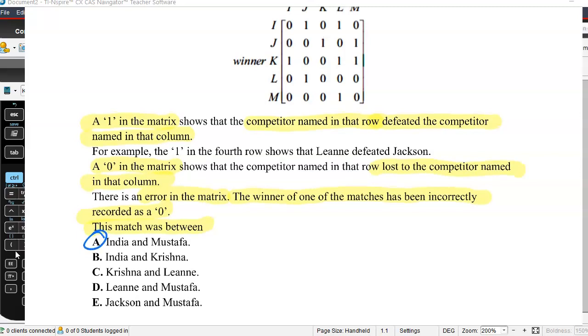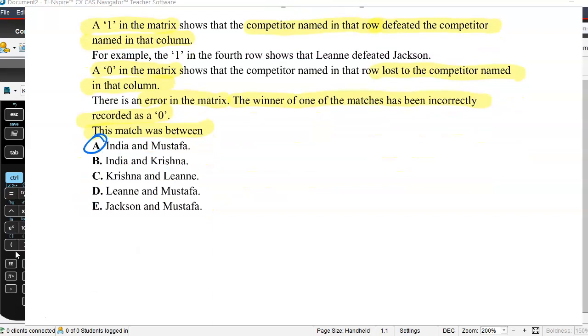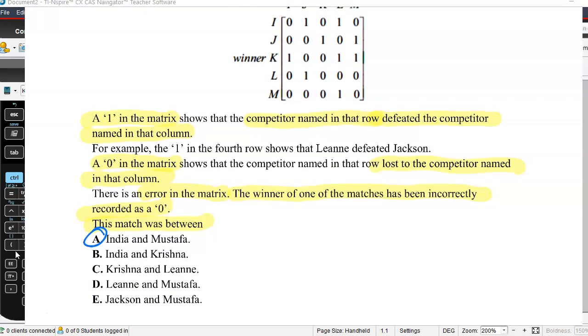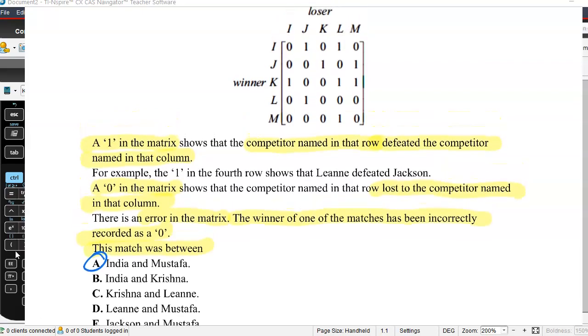India, Mustafa. Now we can double check some of these. Now, perhaps seeing as we've got these options here, I could have just narrowed down on these options and just looked at India, Mustafa, India, Krishna. I've done those. Krishna and Leanne. Okay, that's saying Krishna defeated or beat Leanne. And that's saying Leanne lost to Krishna. Yep, that's right. Leanne and Mustafa. Leanne lost to Mustafa. Mustafa defeated Leanne.